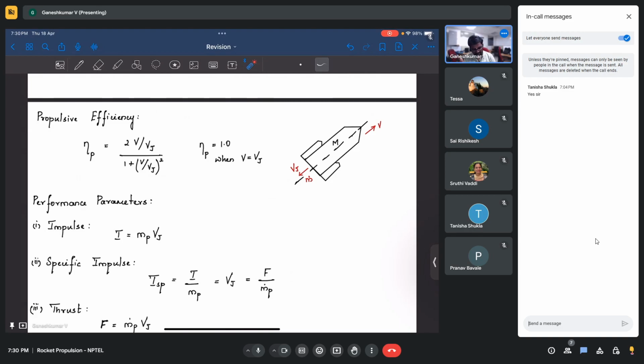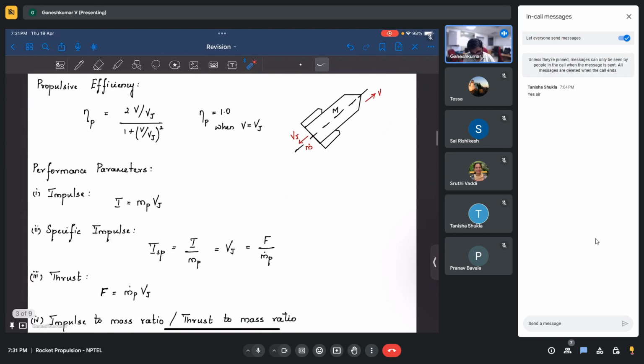So basically, since vj is greater than the vehicle speed, the gases are coming out with higher velocity, and we were not able to use those for the propulsion. Basically we are losing some energy for the propulsion, so that's why we quantify that in terms of propulsive efficiency. Okay, and the propulsive efficiency will be one only when the velocity of the rocket is equal to the jet velocity. That might happen somewhere in your whole mission, the whole climbing.